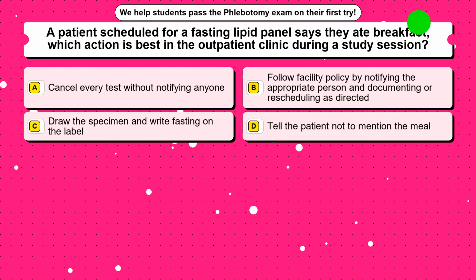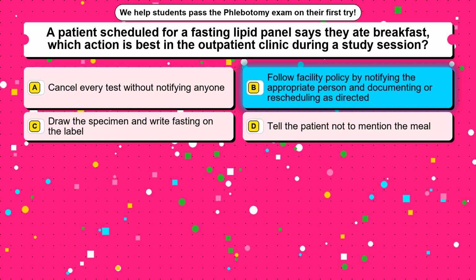Question 64. A patient scheduled for a fasting lipid panel says they ate breakfast. Which action is best in the outpatient clinic during a study session? Option A. Cancel every test without notifying anyone. Option B. Follow facility policy by notifying the appropriate person and documenting or rescheduling as directed. Option C. Draw the specimen and write fasting on the label. Option D. Tell the patient not to mention the meal.